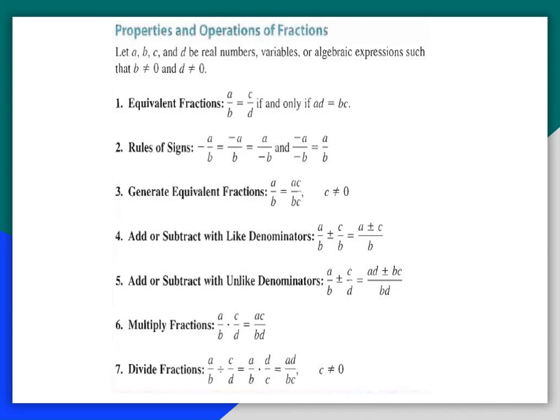When we multiply fractions, as shown in number 6, we simply multiply straight across the numerator and straight across the denominator, simplifying at the end if necessary. And when we divide fractions, we flip the second fraction and multiply, as you can see here.